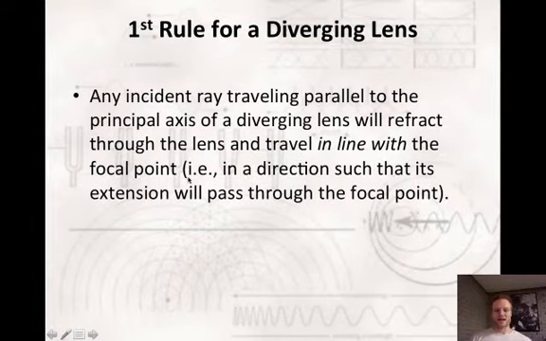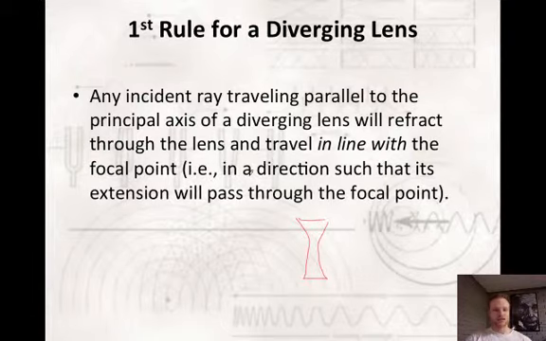Now let's talk about a diverging lens, and remember, a diverging lens looks something like this, where it's thinner in the middle, and the light rays diverge once they hit the lens. So here's rule one. Any incident ray traveling parallel to the principal axis of a diverging lens will refract through the lens and travel in a line with the focal point. Basically, in a direction such that the extension will pass through the focal point. This sounds really confusing, but just write it down, hang with me, and once I get to the example I'll show you how this looks.